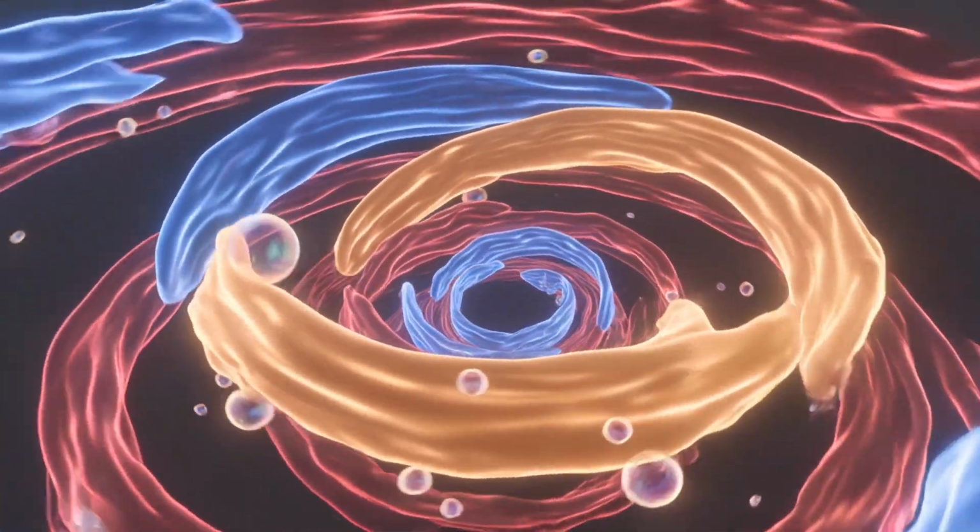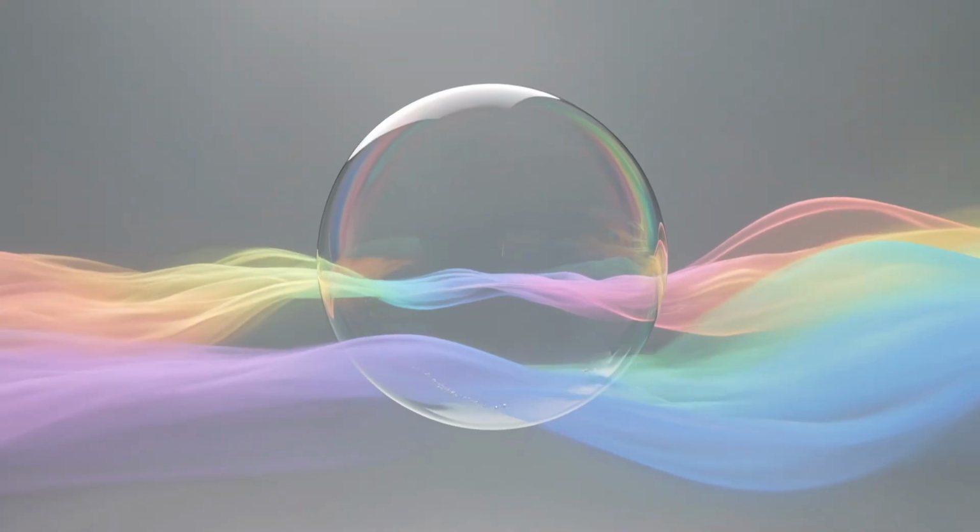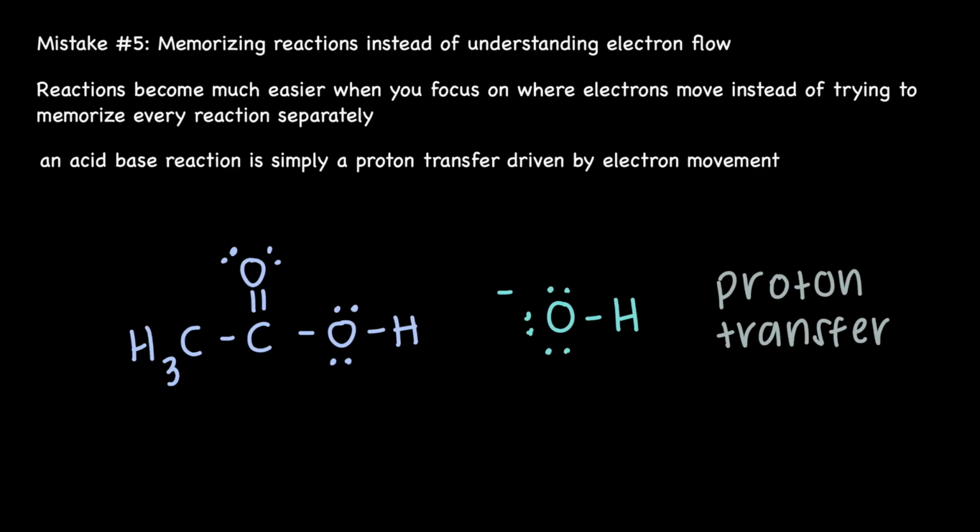So if you remember one thing from this video, remember this. An acid-base reaction is simply a proton transfer driven by electron movement. The base uses a lone pair to attack the proton. The bond breaks and becomes a lone pair on the acid. That pattern repeats throughout all of organic chemistry.